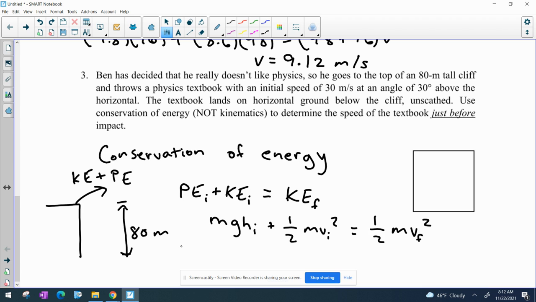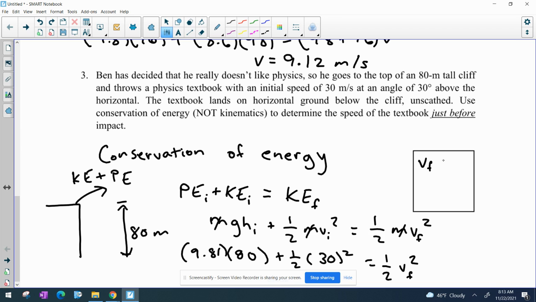So you just plug in your numbers. We can cancel out the mass first. So 9.81 times 80 plus 1/2 times 30 squared is equal to 1/2 times the velocity squared. And then you just solve for velocity. Velocity final is equal to 49.7 meters per second. Fairly straightforward problem once you realize that the initial velocity that you're using is 30 meters per second.